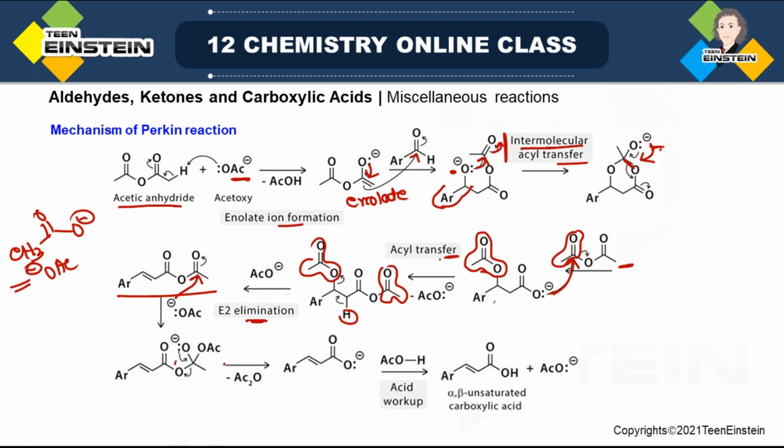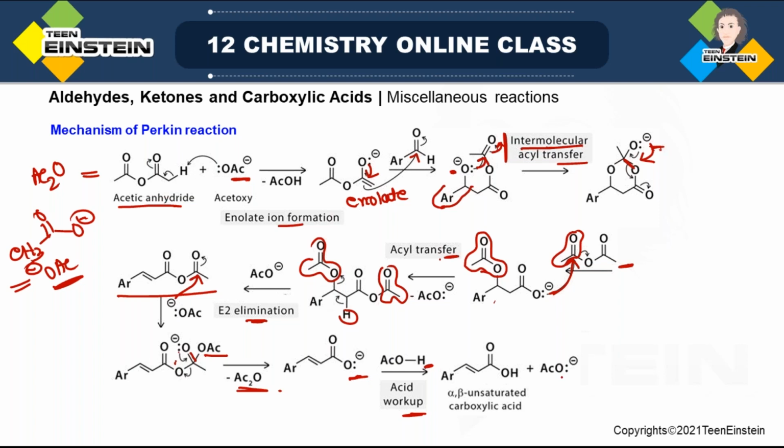So removal of Ac2O, how are we getting it? We get OAc, then there will be COCH3. So CH3CO-OAc, that means CH3CO-OCOCH3, which is nothing but Ac2O. If AcO is CH3COO minus, that means Ac2O is nothing but this molecule, acetic anhydride. Finally, it will take a proton from acidic workup if you are treating it with acetic acid, and we are getting an alpha-beta unsaturated carboxylic acid, which is the Perkin reaction product.